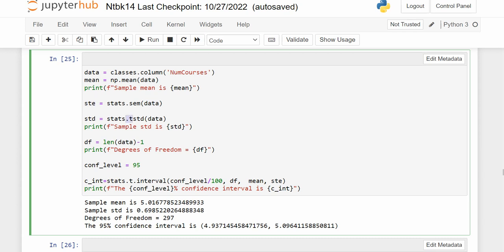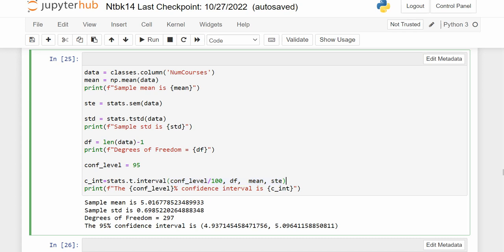The standard deviation is calculated with this TSTD, so just the function np.std will produce the standard deviation. But the standard deviation that we use for the t-test is slightly different. So TSTD is the standard deviation that we need. And by the way, you'll notice down here we don't actually use the standard deviation, okay?